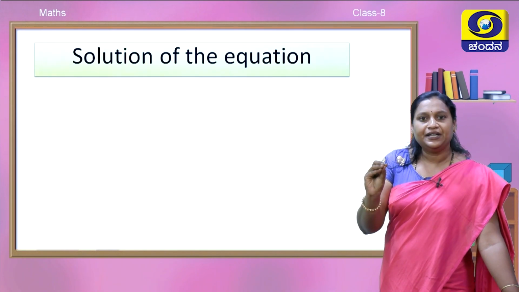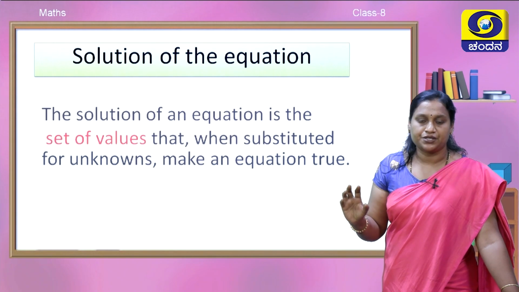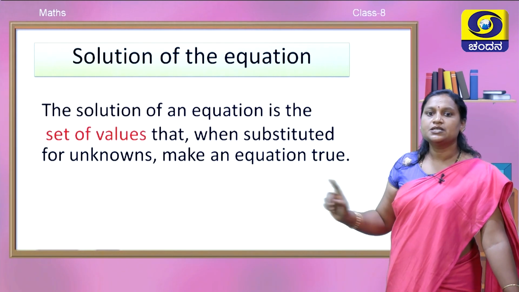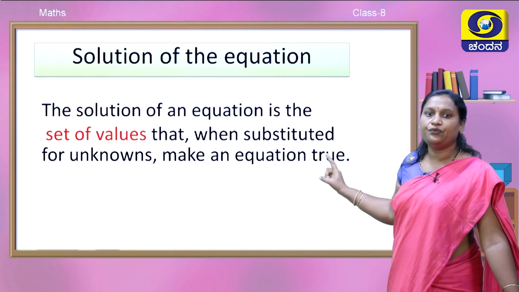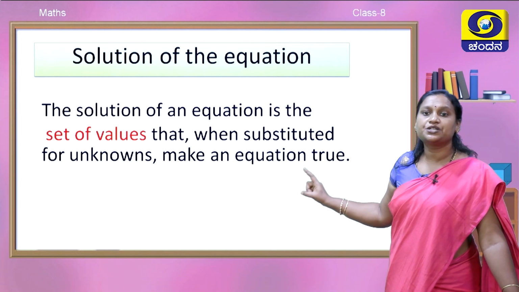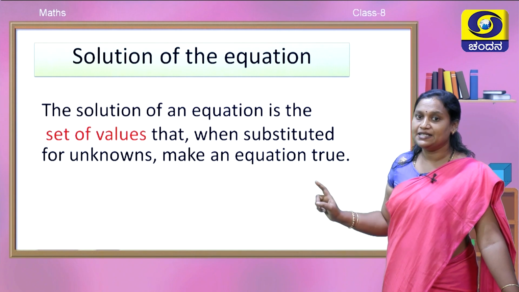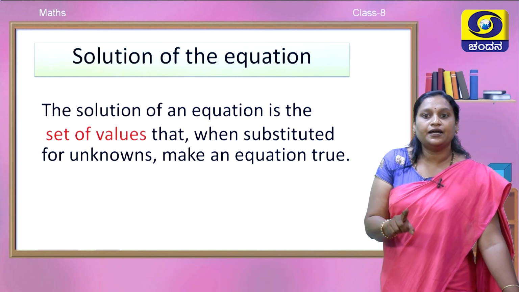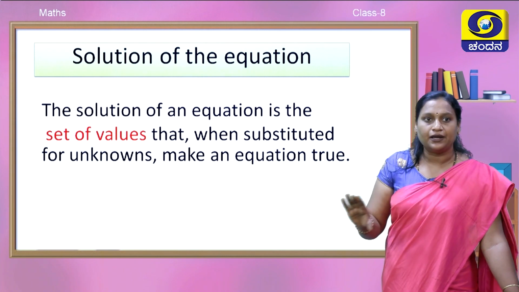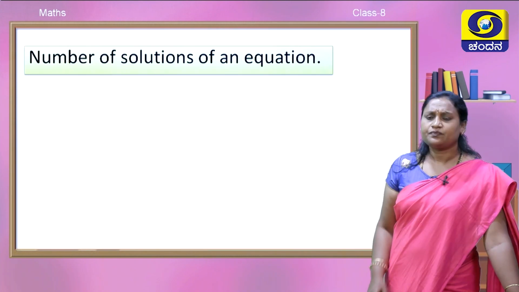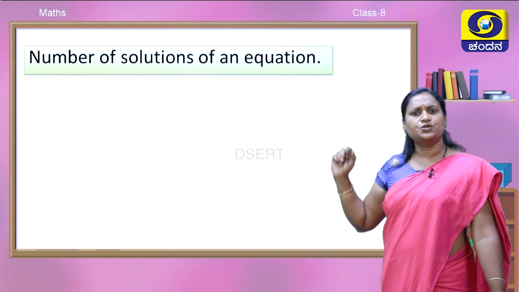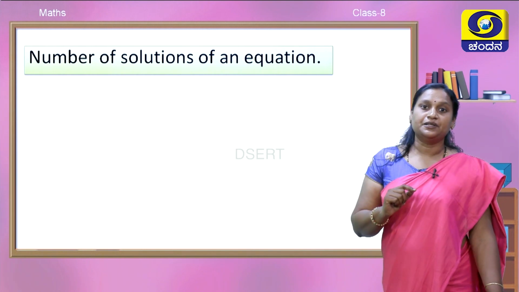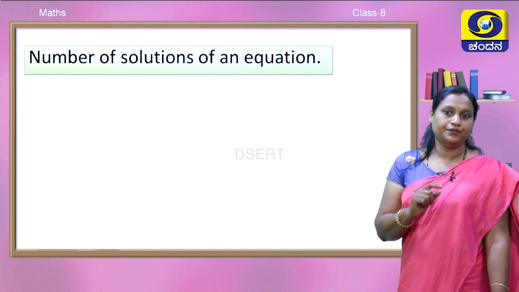Let us simply define what is the solution of the equation. Solution of the equation is the set of values that, when substituted for the unknown, make the equation true. That is, in the previous case, if and only if you substitute 5, you will get a true value, otherwise you won't. Then how many solutions does an equation have? This exactly depends on the power of the variable.